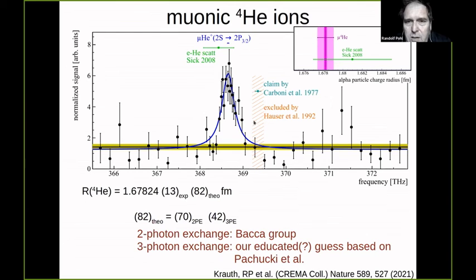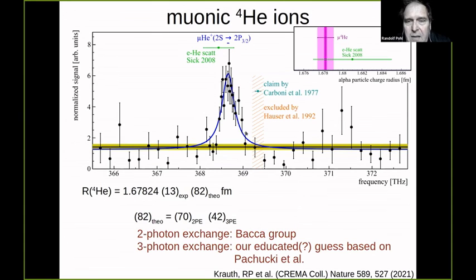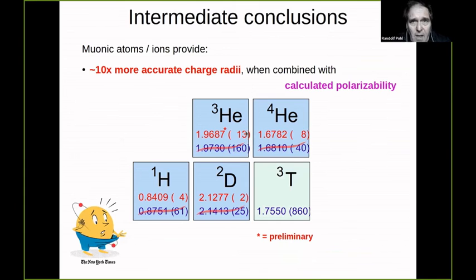I would also like to point out that my colleagues at PSI in 1992 showed that there is no resonance line in this region, but they could not give an alternative position because they could not scan further, because the PSI proton beam was rebuilt at that time, and then they concluded it doesn't make any sense to rebuild the complex laser system. So I would like to conclude that Munich atoms and ions provide 10 times more accurate charge radii of the lightest nuclei if you combine them with the calculated polarizability.